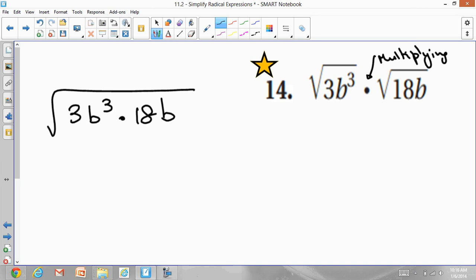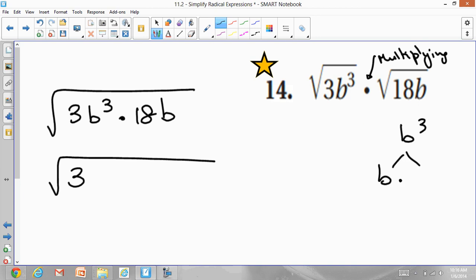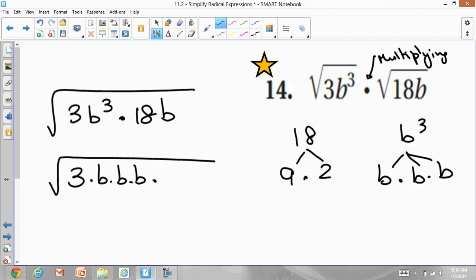So now I have the square root of 3. I'm going to leave it as this. b cubed is nothing but b times b times b, so I'm going to write it as b, b, b. 18, I'm going to break apart as 9 times 2. 9, I'm going to break apart as 3 times 3 times 2. So 18 is going to be 3 times 3 times 2, and the last b stays as it is.